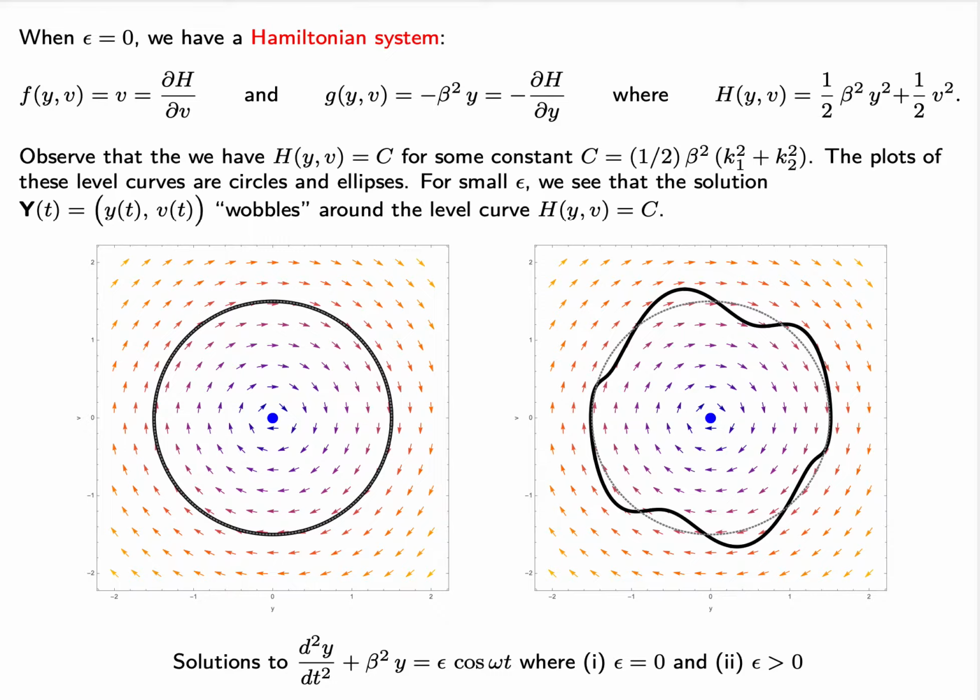Let's observe that the level curves, namely H(y, v) = c, are just circles and ellipses. Here in the lower left, you can see what happens when epsilon equals 0. We have a nice circle, and everything seems to oscillate in a periodic fashion. On the other hand, when epsilon is just a little bit above 0, then we can see that our solution seems to, quote, wobble, unquote, around the level curve corresponding to H equals c.